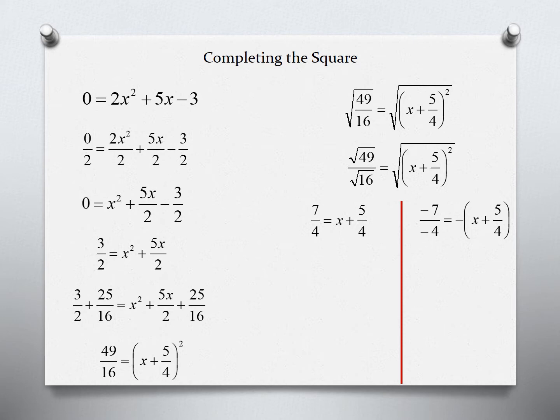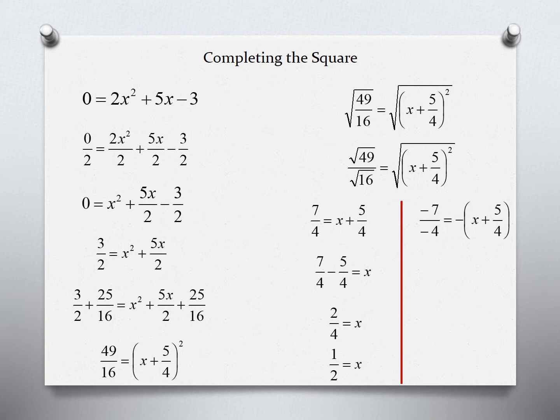So for that reason, we look at both sides of the possible event in terms of taking the square root. On the left of this red bar here, I have a positive 7/4 that has come out, and then I have a positive x plus 5/4, okay? And so I deal with that and draw it out to a conclusion by solving for x. When I do that, I end up with x is 1/2, or 1/2 is x. Okay, so I have one of the solutions to my equation.